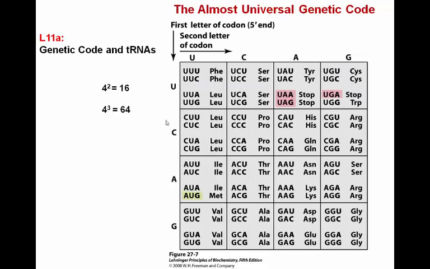Some interesting things to notice here. The way you read this is the first position. The U is the second position, so everything in this box is U and U. So UUU is phenylalanine, UUC is phenylalanine, UUA is leucine, UUG is leucine. So this is called degeneracy, where we can have more than one codon that codes for a particular amino acid. Notice UUU and UUA code for different amino acids, but both of these amino acids are hydrophobic.